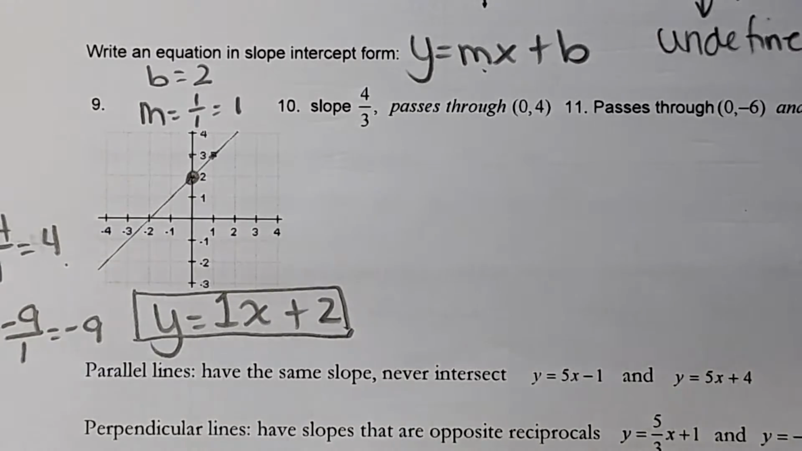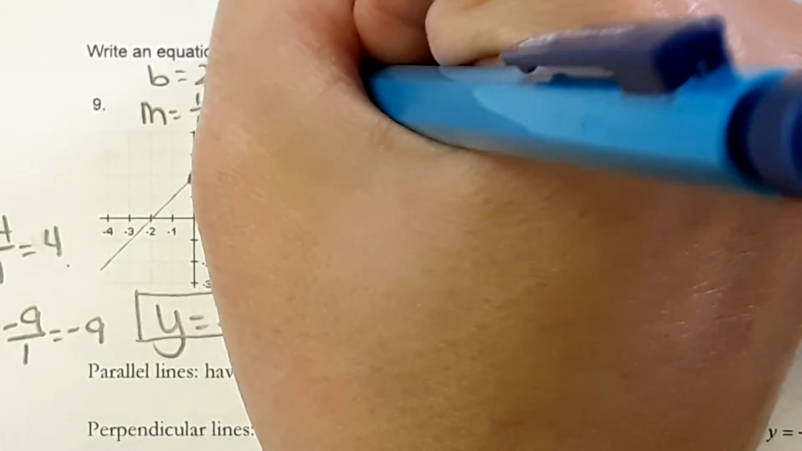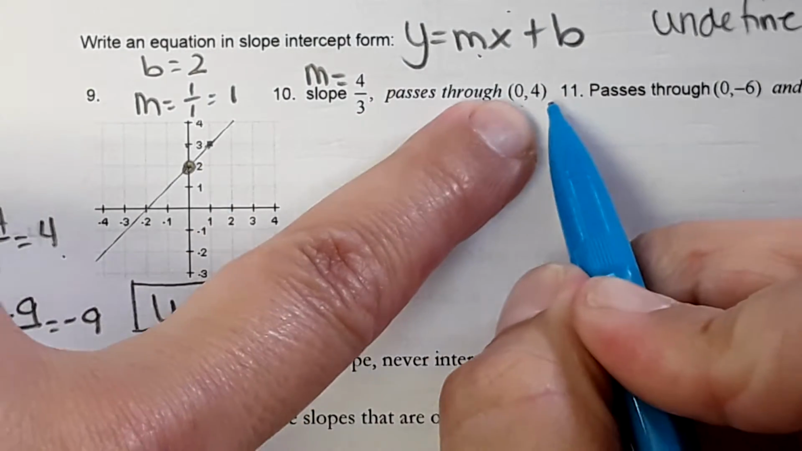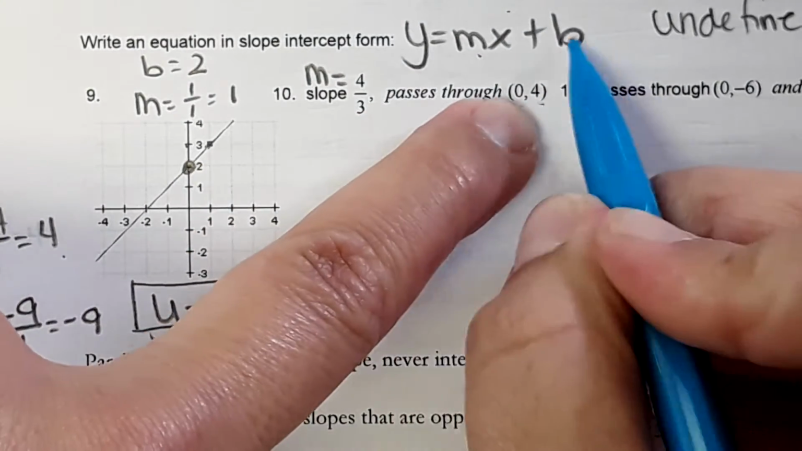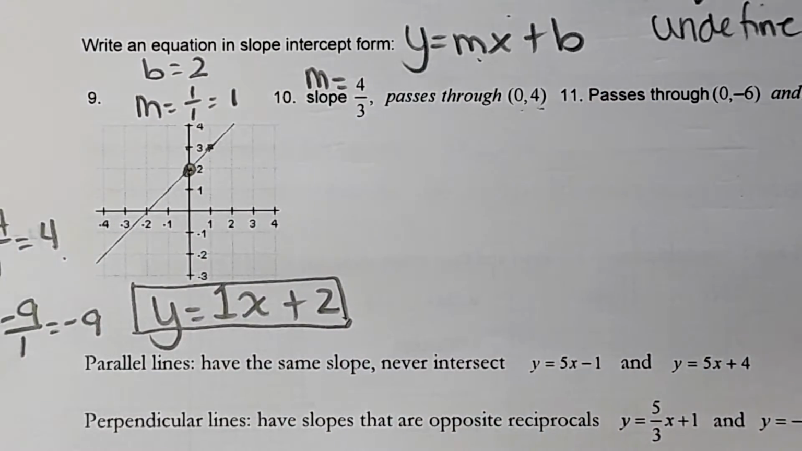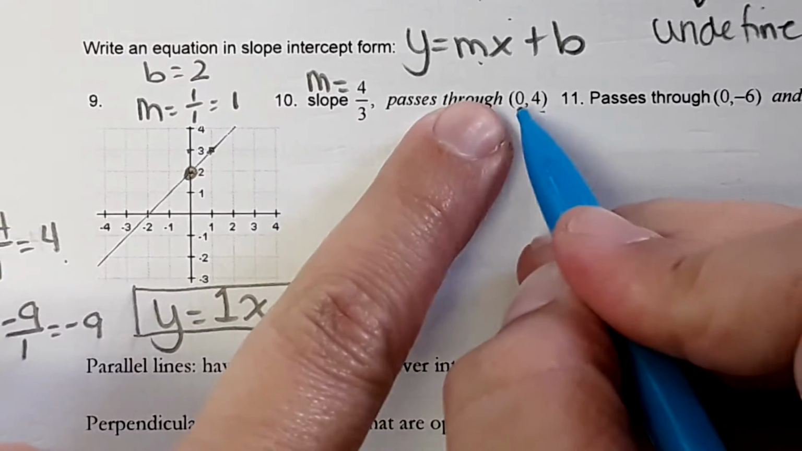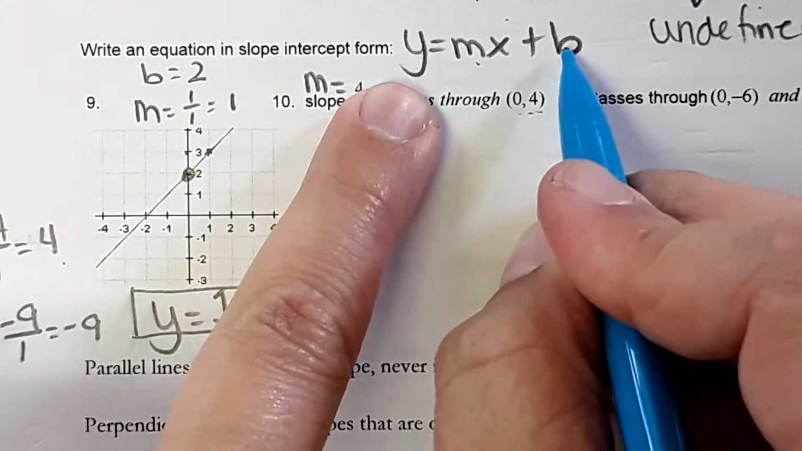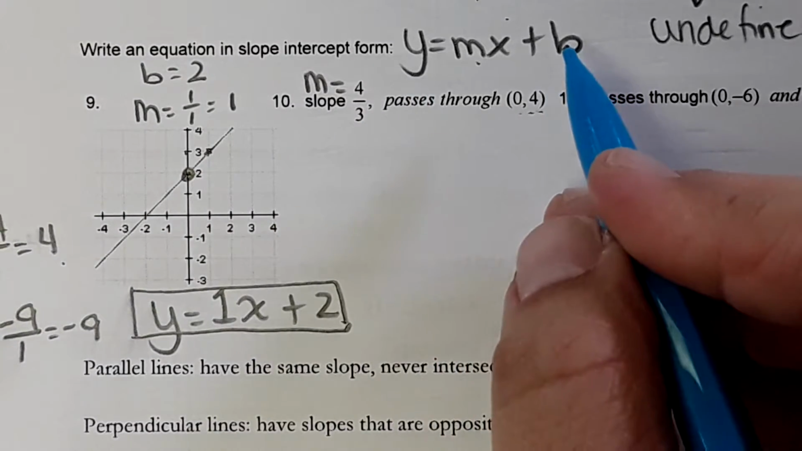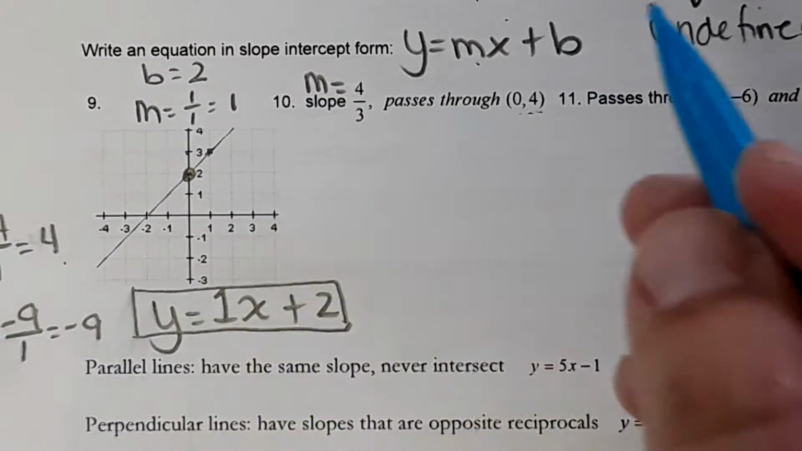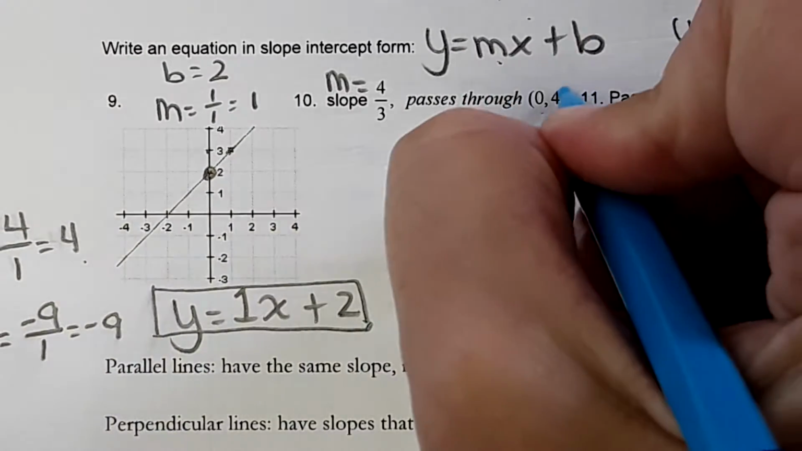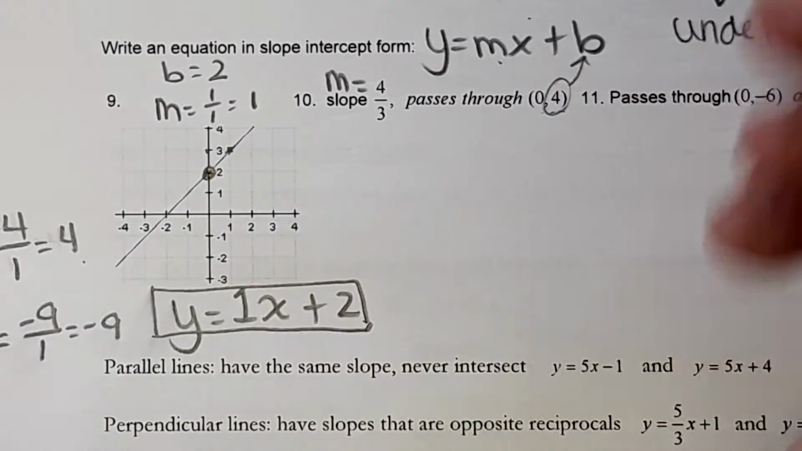The next one, our slope is 4/3. That's going to be our m. It says it passes through this point 0, 4, which you may notice is your y-intercept, so b is just going to be 4. However, we're going to do this the long way because no matter what point they give you here, you need to be able to get it into slope-intercept form, and the way to do that is through the point-slope equation. So we're going to use the point-slope equation for this one, even though you could shortcut this and just say your y-intercept is 4 and plug it in.